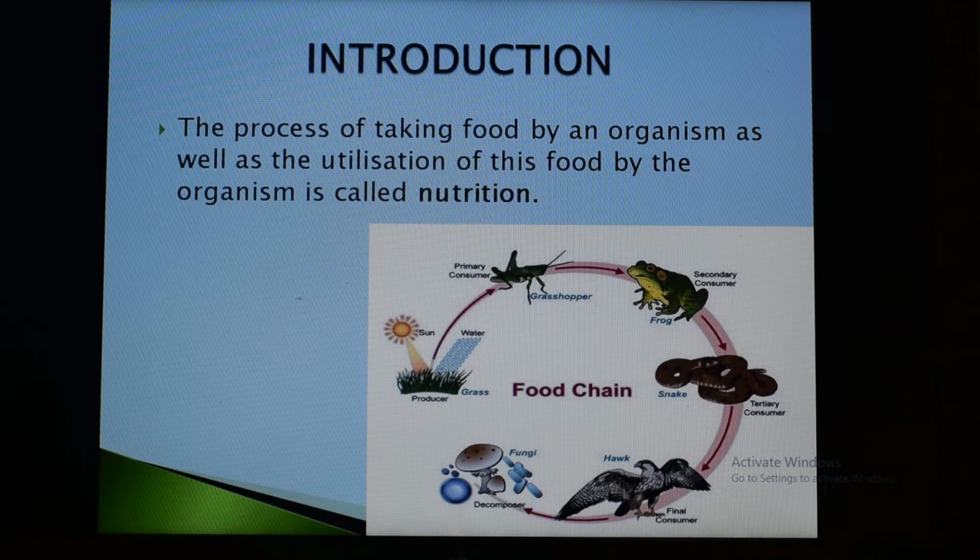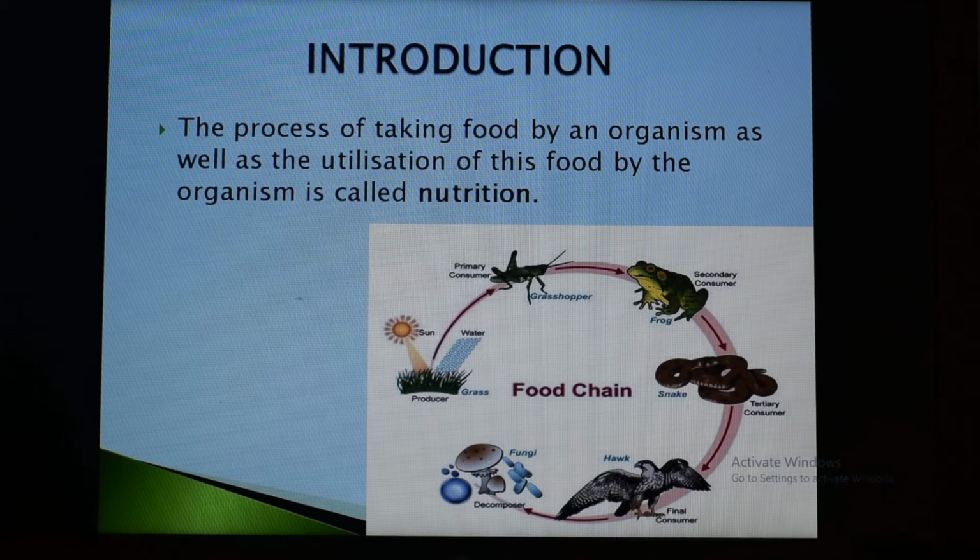Plants can make their own food, but animals, even including human beings, cannot make their own food. They obtain food from plants or other animals that eat plants. Thus, we can say all the animals, including human beings, depend on plants for their food, be it directly or indirectly.